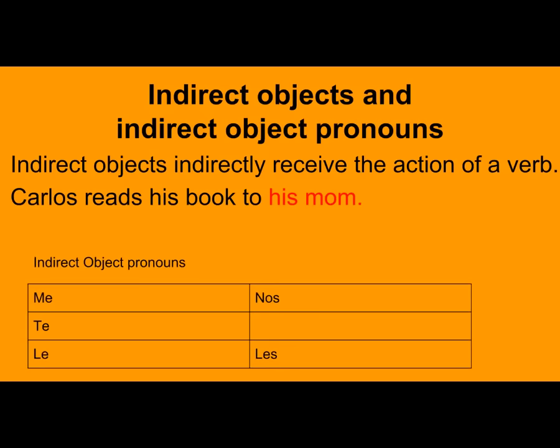If we want to say Carlos reads his book to her, we need an indirect object pronoun. The indirect object pronouns are me, te, le, nos, and les. You've used these with the verb gustar.